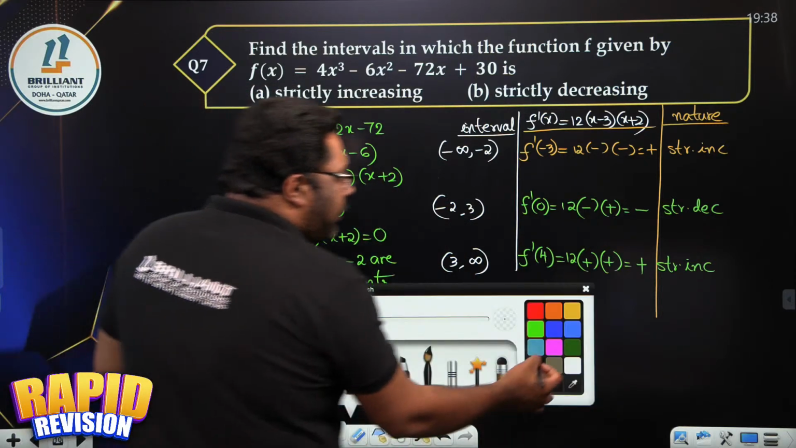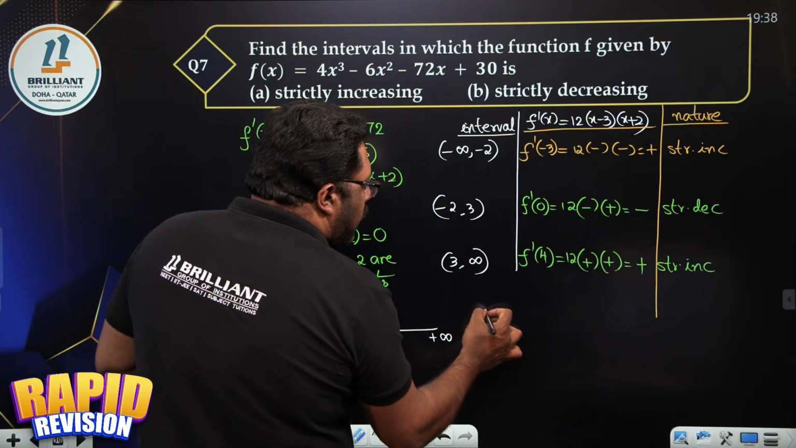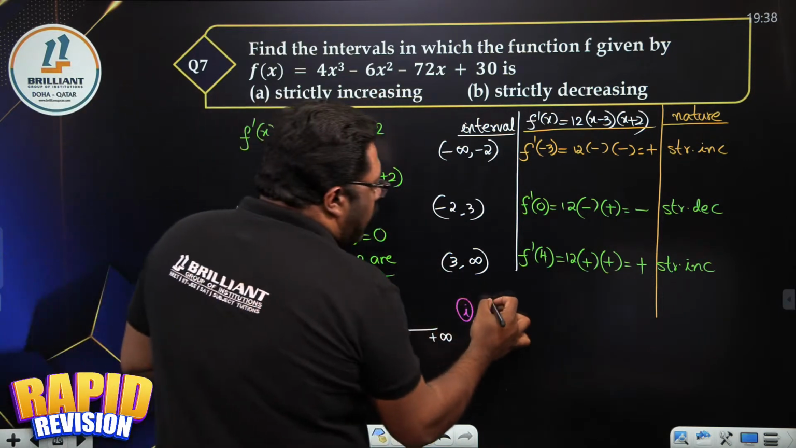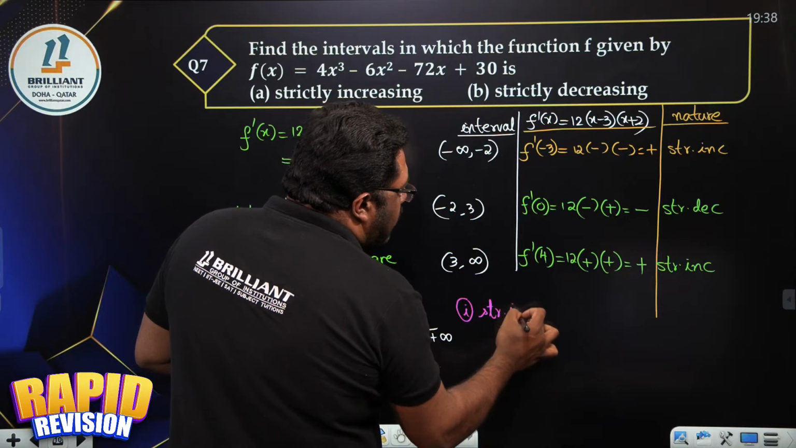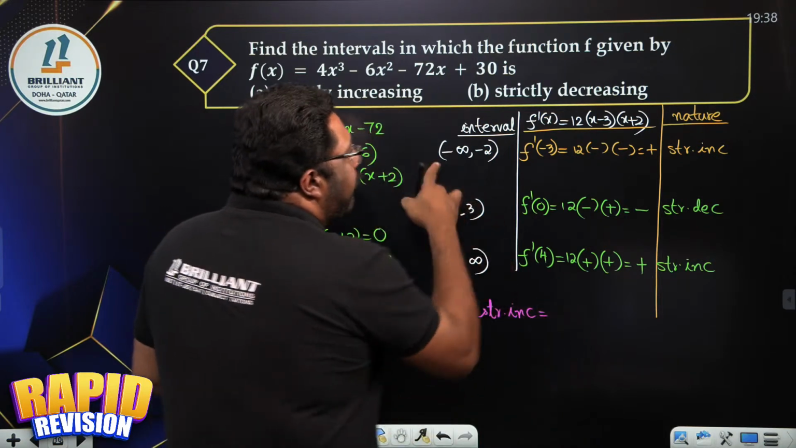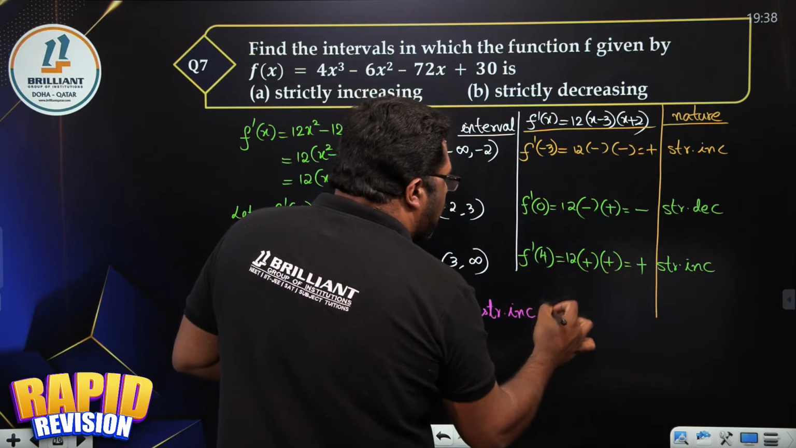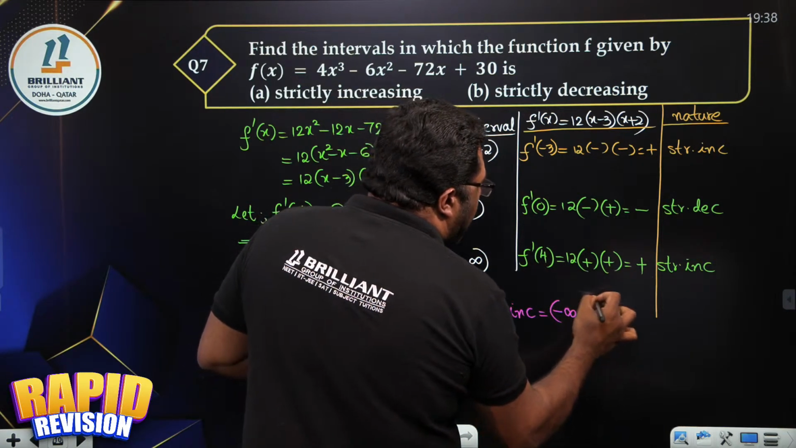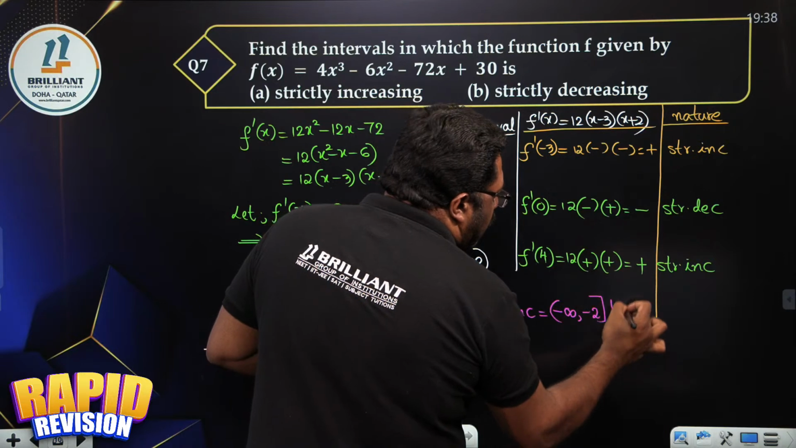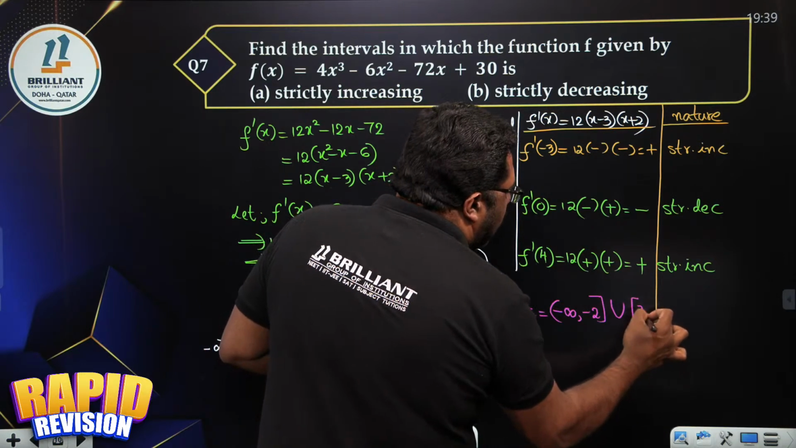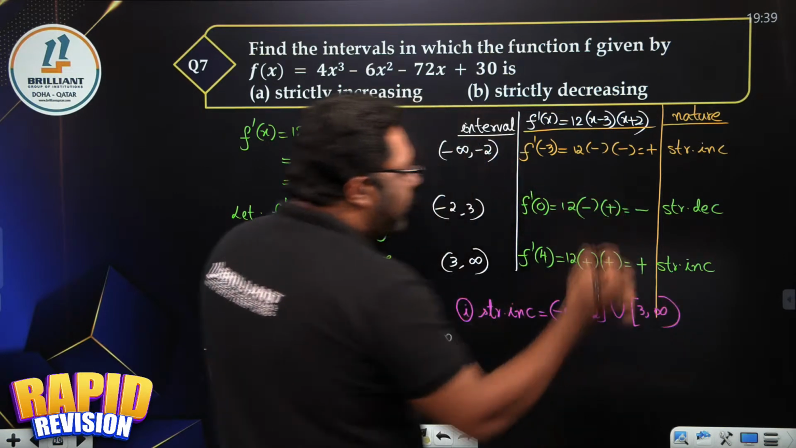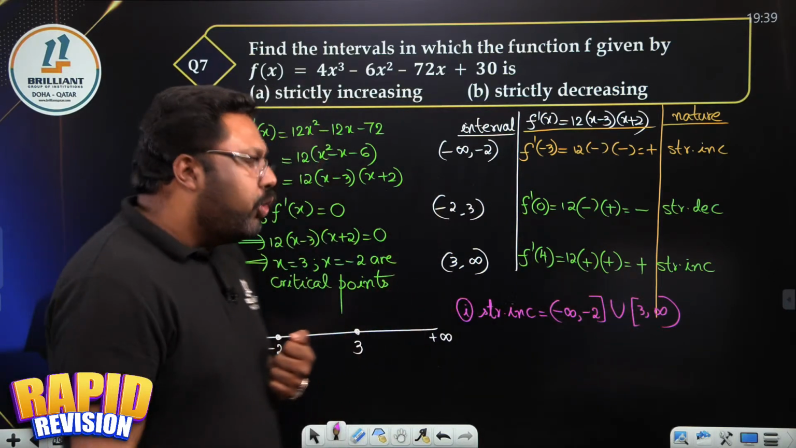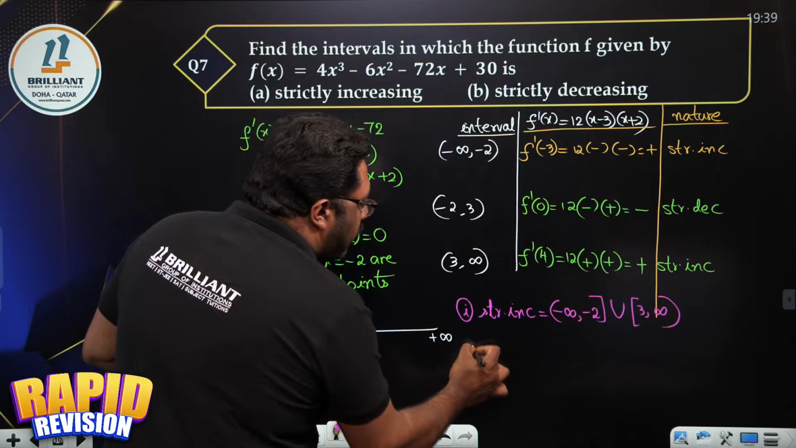Now final answer. Question number 1. Strictly increasing. Which interval is strictly increasing? The first and the last. So write it like this: minus infinity up to minus 2 union 3 to infinity.